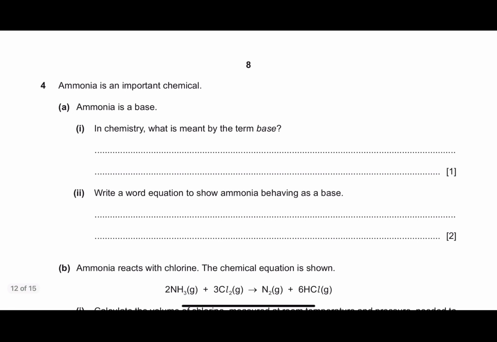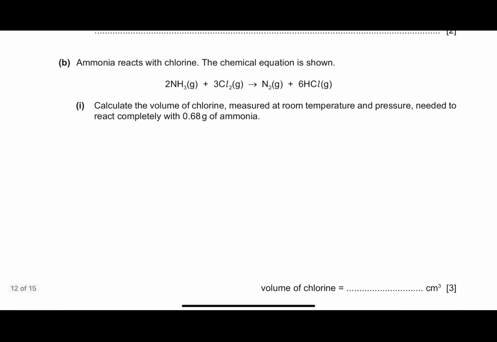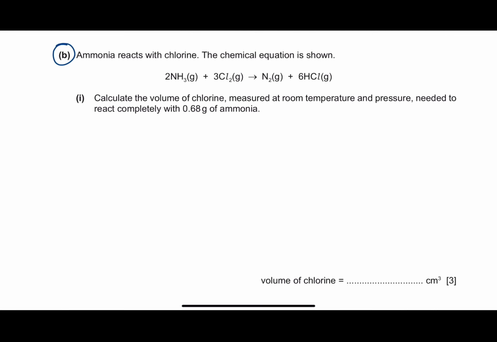This is the question from February-March 2018, question 4. So question A is not related to this chapter, and I will skip to question B. Question B says ammonia reacts with chlorine and the chemical equation is shown as below. Question I is asking you to calculate the volume of chlorine measured at room temperature and pressure needed to react completely with 0.68 gram of ammonia.